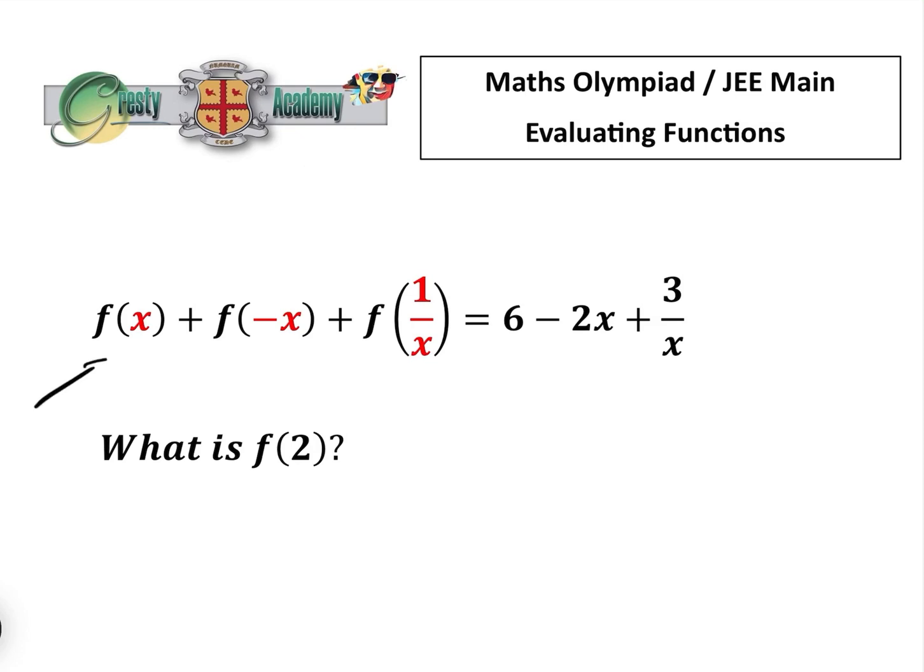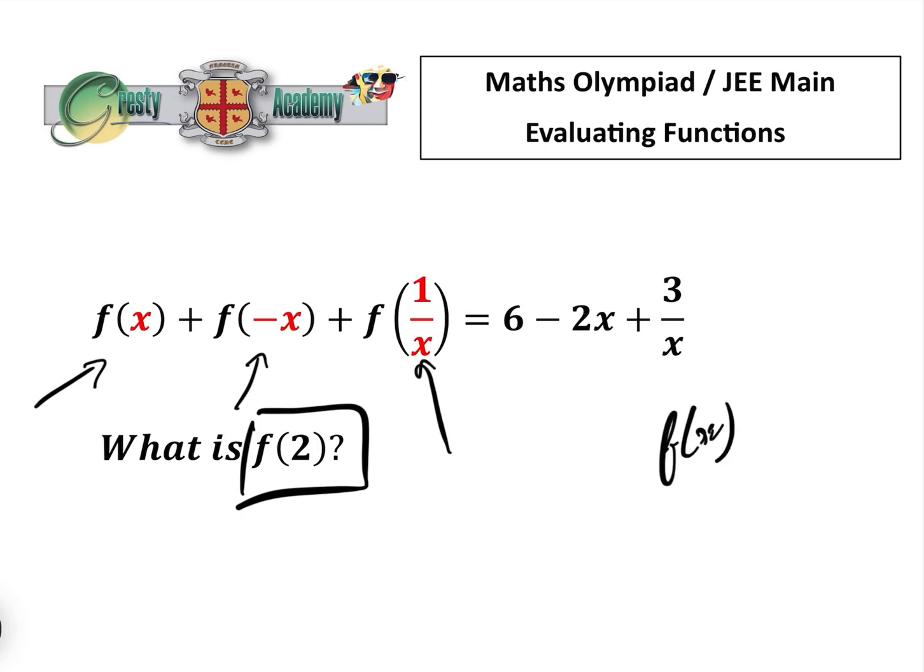We've got f of x add f of minus x add f of 1 over x equals 6 minus 2x add 3 over x. What is f of 2? Okay, now there's two ways to do this. One way is to first of all find f of x and then put in 2. That way gives you the right answer, but the algebra is fairly tricky, but there's a better way that you can do it without needing to know what f of x is.